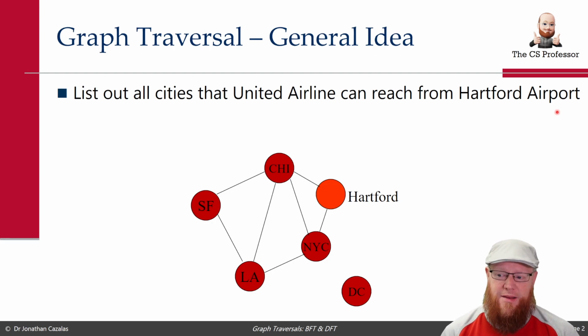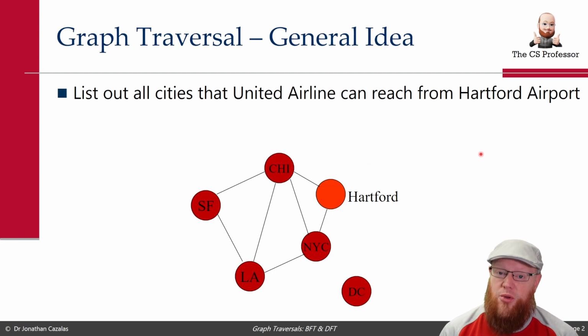So the general idea is, what if you would like to list out all of the cities that, for example, United Airlines can reach from Hartford Airport, specifically from Hartford? If we were to start here, we can see that we can reach all of those cities, just not DC. From Hartford, we can clearly go to Chicago and New York. From Chicago, we can go to San Francisco or LA or New York or back to Hartford and so on. But clearly, you can see in this graph all of these nodes are connected, and so they can all be reached.